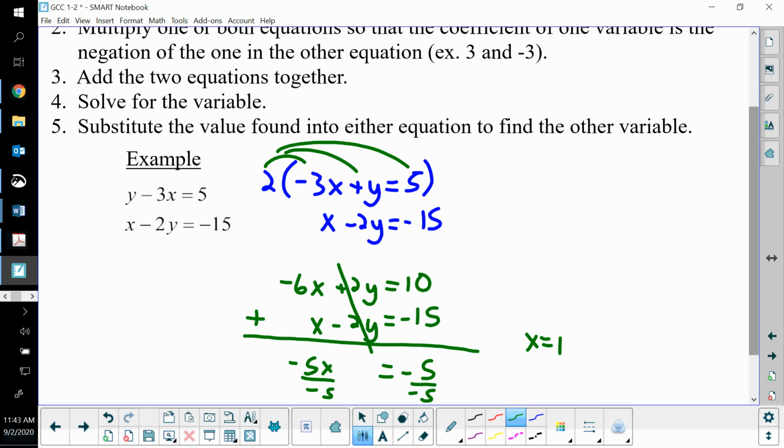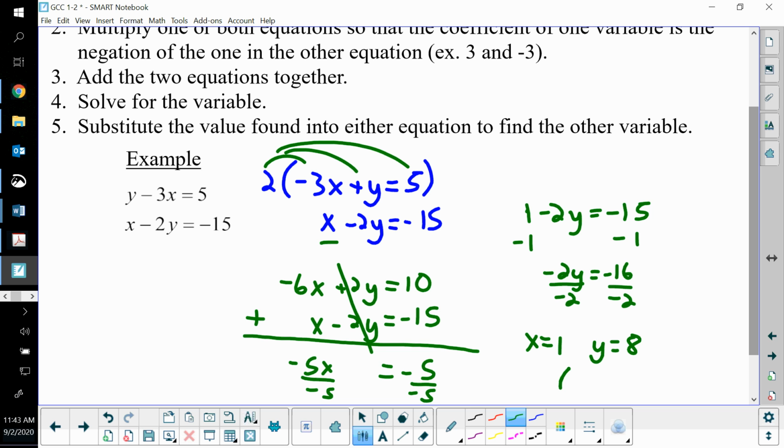Well, we can sub that back into either equation. I'm going to go ahead and sub it into the second equation. 1 minus 2y is equal to negative 15. I just subbed the 1 in for the x here. Subtract the 1. Negative 2y equals negative 16. And when I divide by negative 2, I'll get y equals 8. So we get 1 comma 8 as our answer.